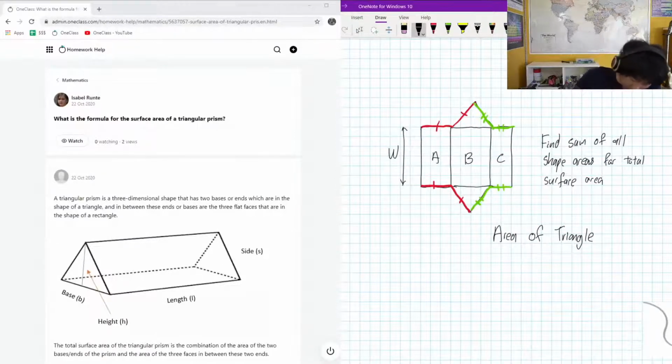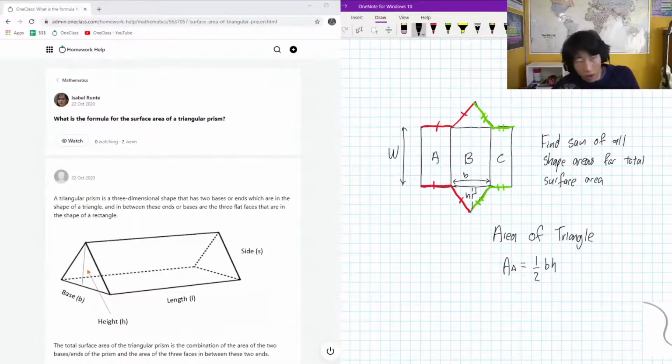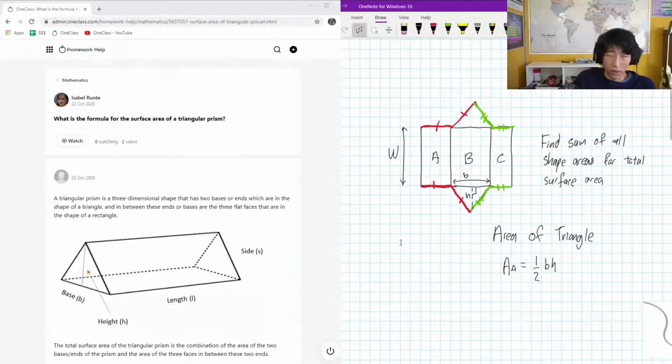Area of a triangle is fairly straightforward. You're just going to need to know this h value. So the area of a triangle is equal to 1/2 base times height. And the base is this distance right here. Okay, so yeah, once you find the area of the triangle, keep in mind we have two triangles.